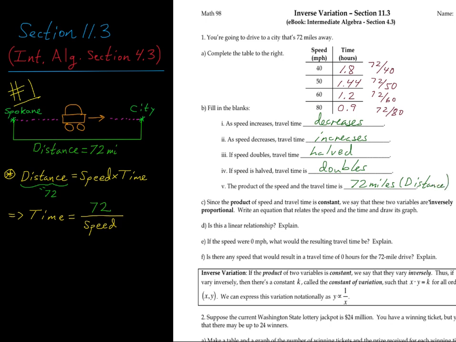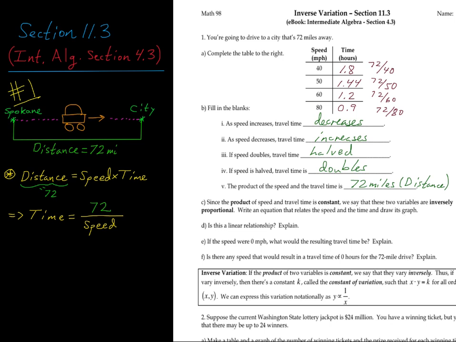All right. So now moving on to part C, it says since the product of speed and travel time is constant, we're going to say that these two variables are inversely proportional. Write an equation that relates the speed and the time and draw its graph.